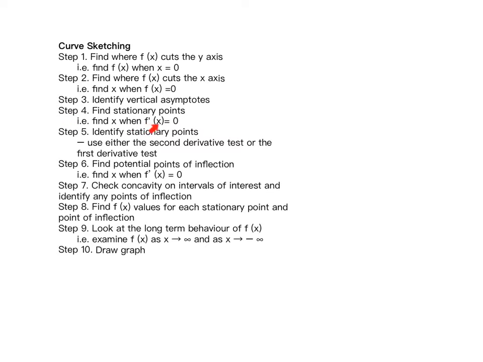So using the derivative, we find where it equates to 0, and those are our x points. Then we identify stationary points using either the second derivative or the first. Okay, so that's much the same thing. And then we find the points of inflection, which we do by setting the second derivative equal to 0. And then we check the concavity either side of those inflection points.